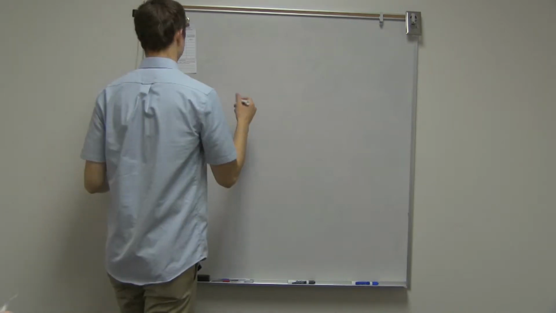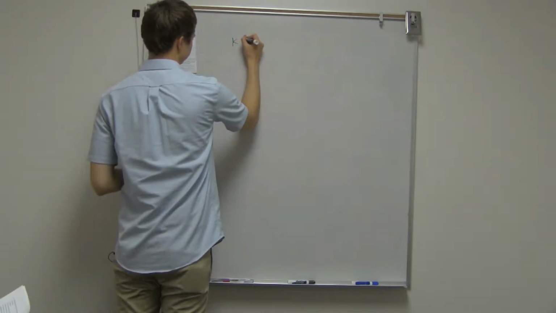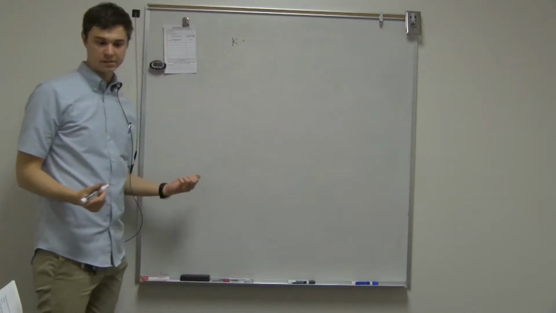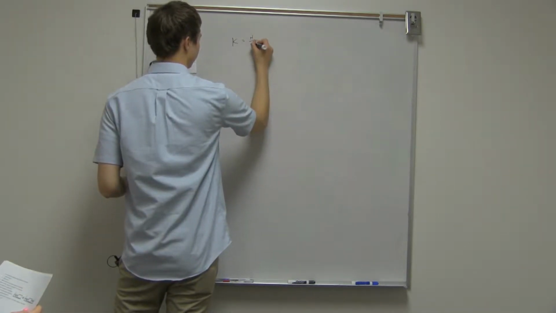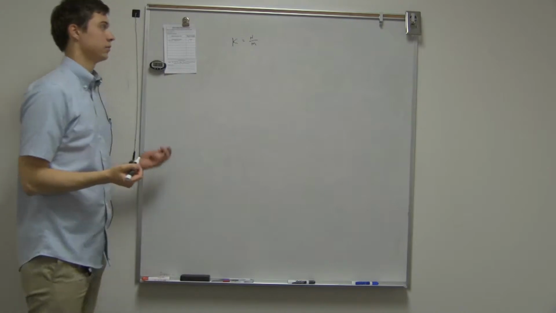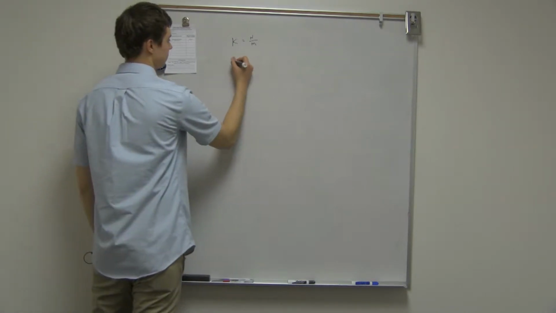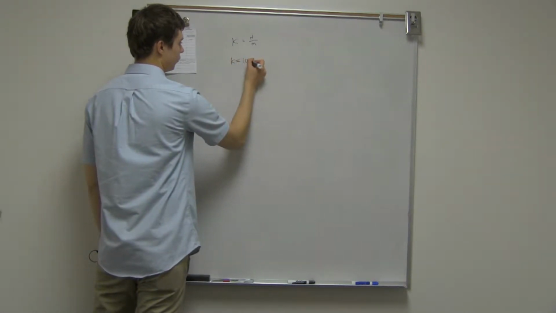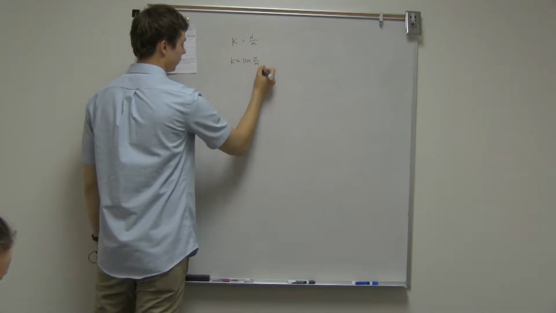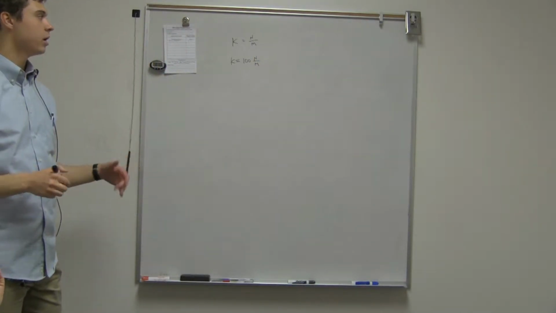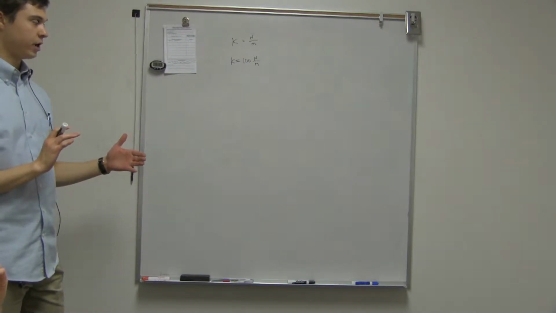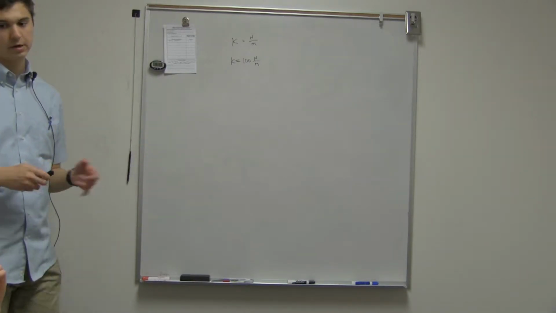Cool. So K, sometimes called the spring constant, sometimes called the stiffness constant, is in units of newtons per meter. For example, if we had a K constant equal to 100 newtons per meter, that tells us that for that particular spring, every 100 newtons that we put on it, it'll compress 1 meter.